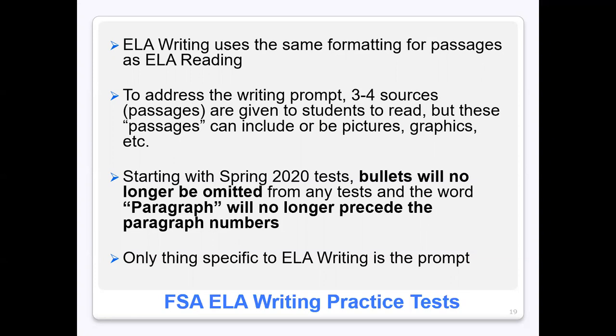Also, we would always put the word paragraph before paragraph numbers, because when we first saw the FSA test, that was a new formatting that none of us had seen before, with all these consecutive numbers for paragraphs, and the numbers continued. So you'd have paragraphs 1 through 5 in source 1, and then paragraphs 6 through 10 in source 2, and then so on. So initially we thought, to avoid confusion, put the word paragraph so the students realize, oh, that's a paragraph number.